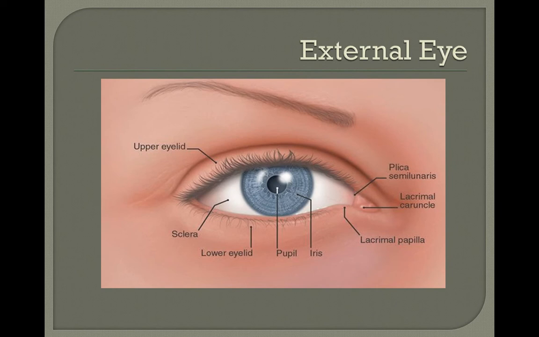Also, with the external eye, the cornea. The cornea is where light enters the eye. It's a clear coat on the front of the eye.